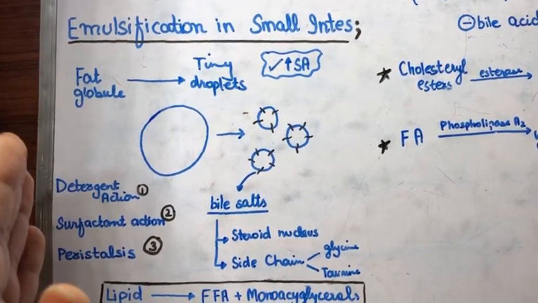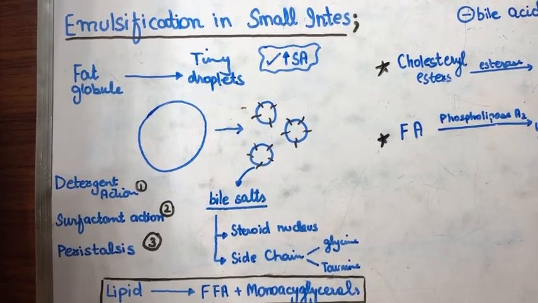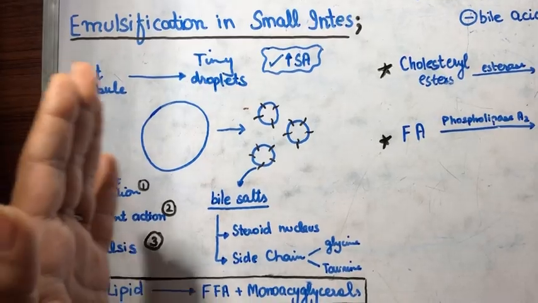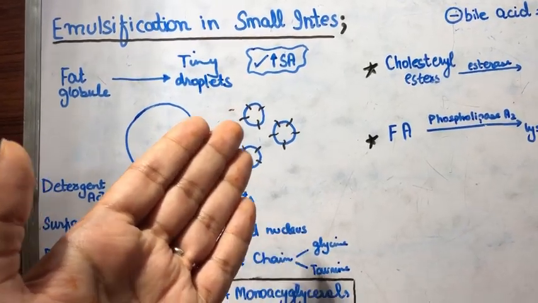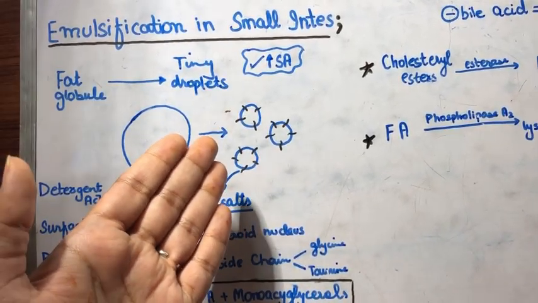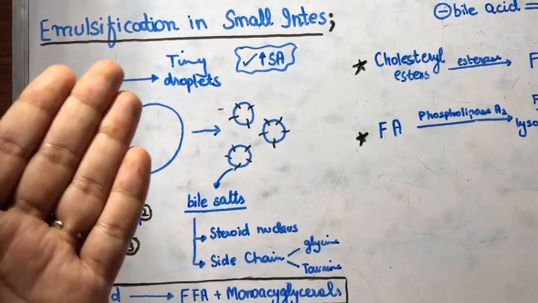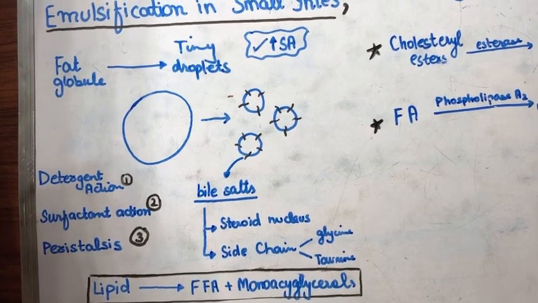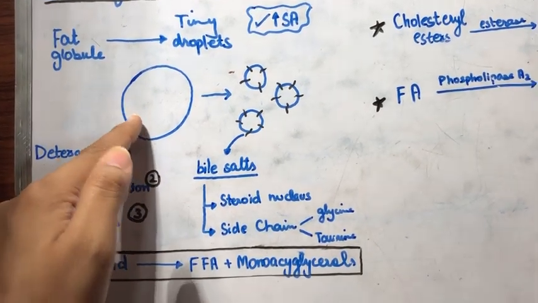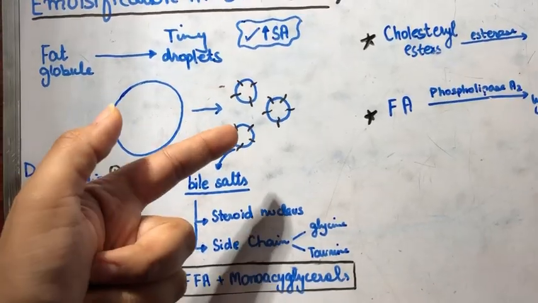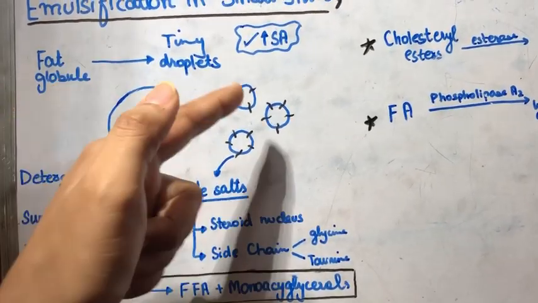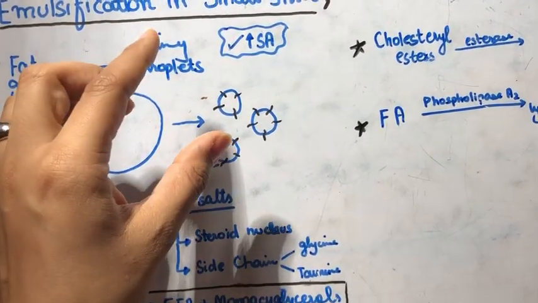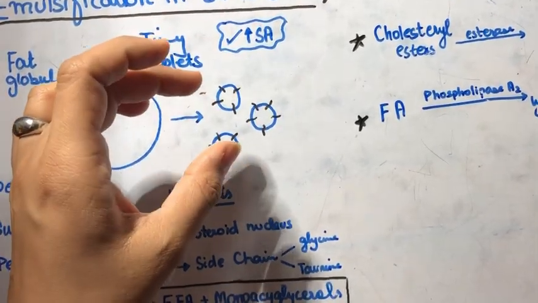Secondly, emulsification in the small intestine. By emulsification, we mean the breakdown of large fat globules into tiny droplets by reducing their surface tension. The purpose of this is to increase the surface area for enzymatic actions. This is the large fat globule, which is emulsified to form the tiny droplets, and these black dots are the bile salts. That means the tiny droplets are surrounded by the bile salts.